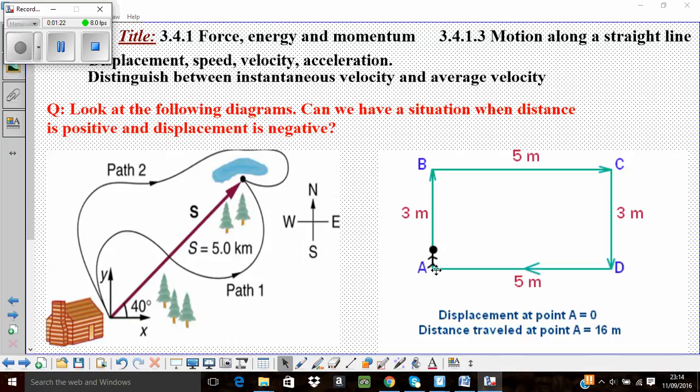Here, the diagram on the right says that displacement at point A is 0. Although we can see that this person went up 3 meters from A to B, then B to C, another 5 meters, C to D, 3 meters, and then D to A, another 5 meters. So the distance he traveled is 3 plus 5 plus 3 plus 5, that means 16 meters. But still the displacement at point A is 0.